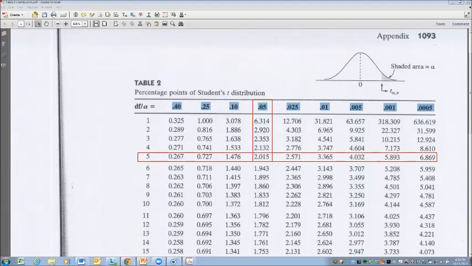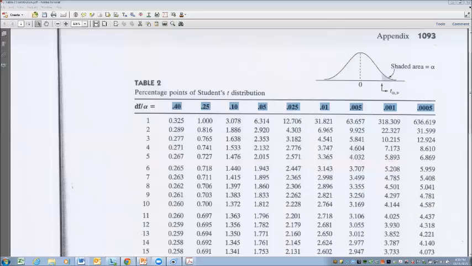We'll do some more examples working with this later on, but for now I just wanted to give you an idea of what the t-table looked like, and that it is similar to the normal table in shape, but it's a little thicker in the tails.